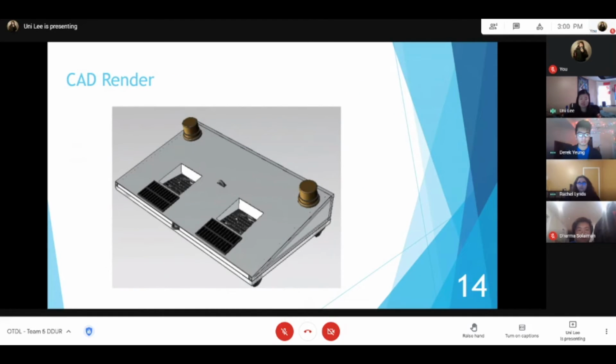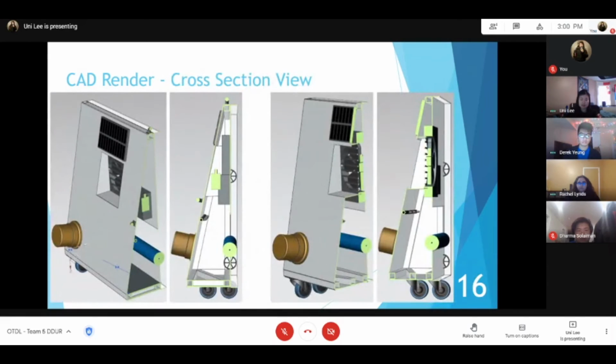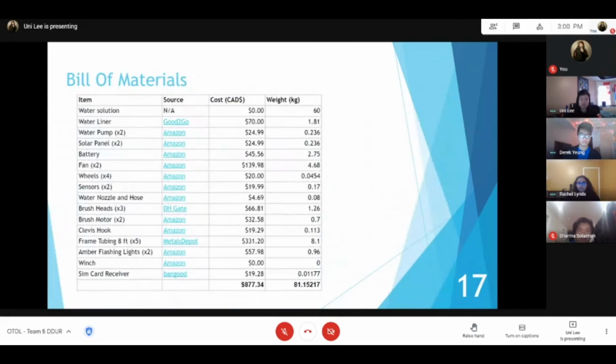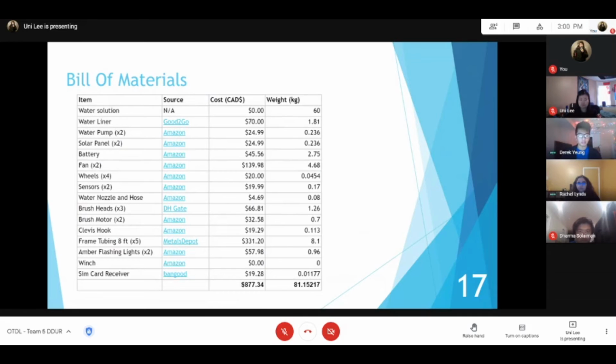Here's our robot modeled in NX. Here's the exploded view of all our parts. And here is a cross-section view. Seen here is our bill of materials. Most of these items can be purchased online at a retailer such as Amazon, and they're mostly standardized parts, so it'll be easy to obtain and to use.